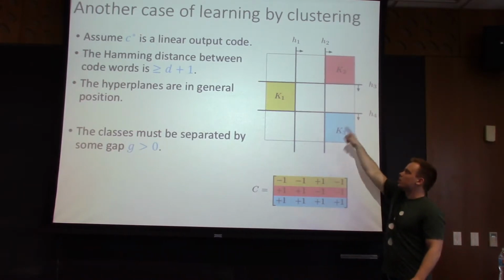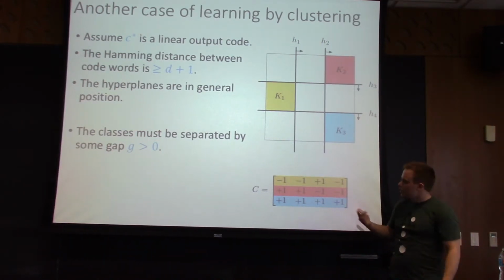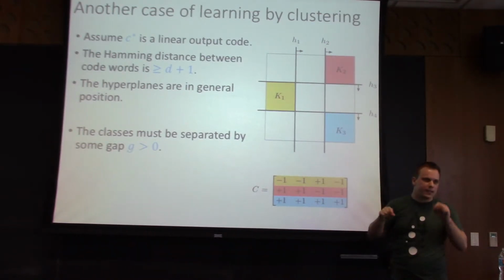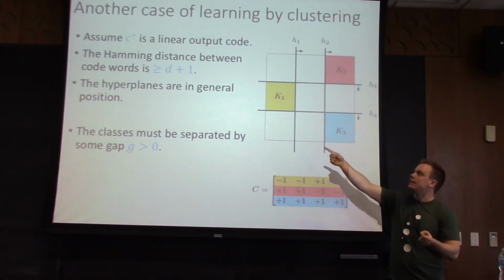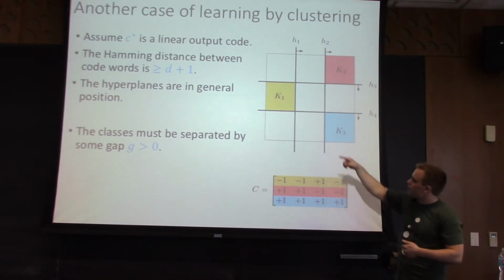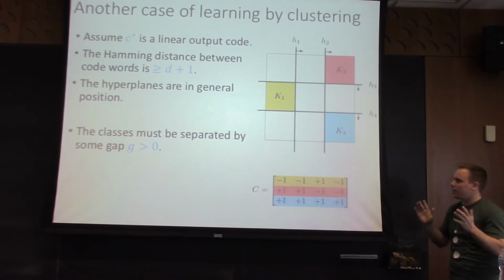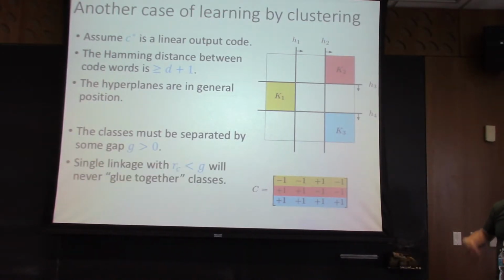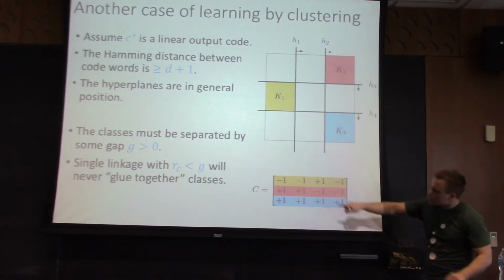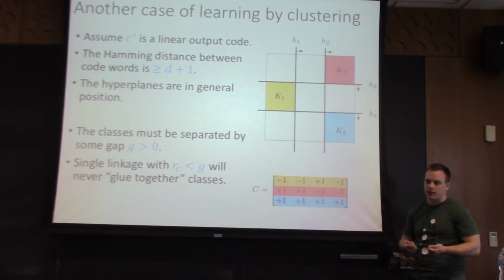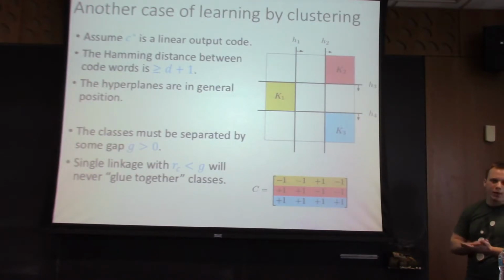So in this example, there's a big gap. And the intuition why this is true is what the Hamming distance condition means is that to get from one class to another, you have to cross at least d+1 hyperplanes. And given that they're in general position, that means that you can't have a 0-length line segment. So if you were to run this single linkage algorithm with a connection radius smaller than that gap, you're never going to connect 2 different points that belong to different classes, right? So all the clusters that are output by this would be pure clusters.